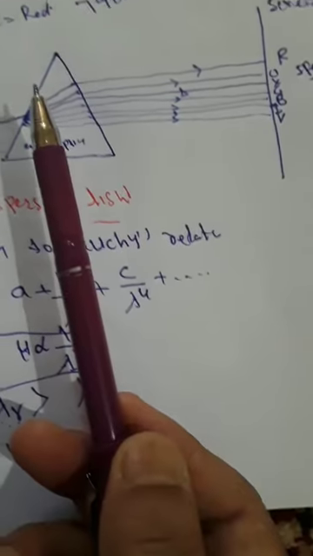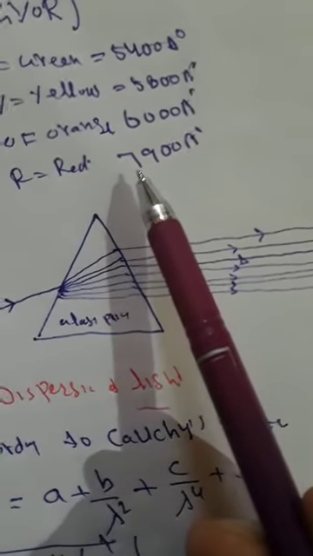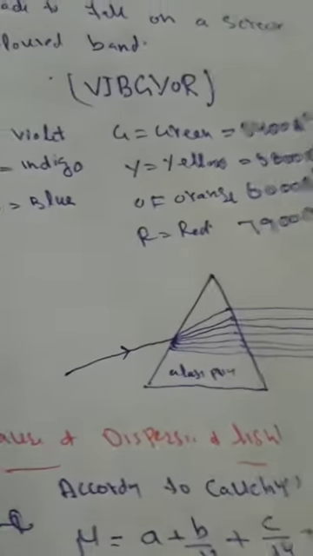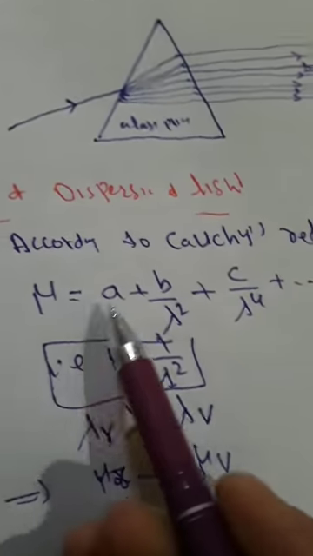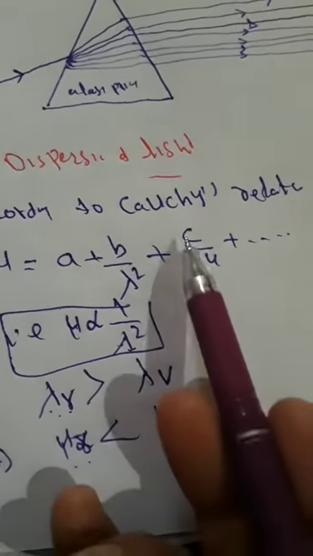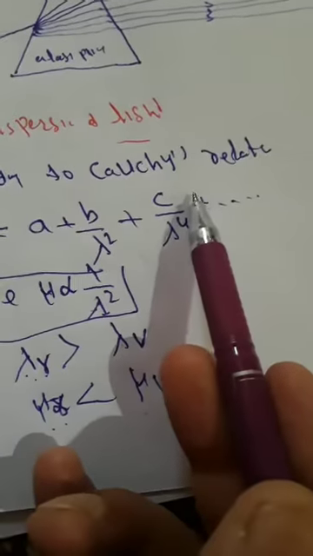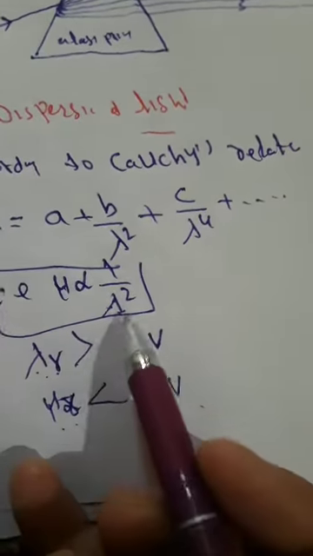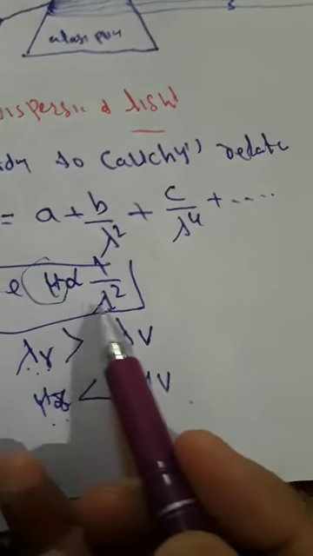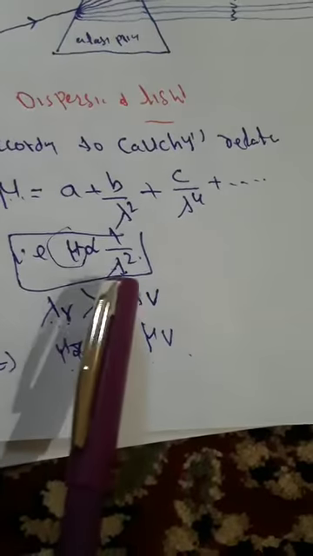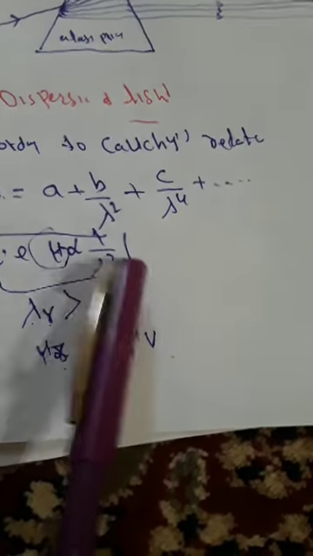Since different colors have different wavelengths, we know that red has the maximum wavelength, 7900 angstrom, and violet has the least, 4000. From Cauchy's relation, we know that mu is equal to a plus b by lambda square plus c by lambda raised to 4 and so on, where a, b, c are constants. Here we simply say that refractive index is inversely proportional to lambda square, that means the refractive index is inversely proportional to lambda. Lambda is the wavelength, so the color having maximum wavelength has less refractive index.